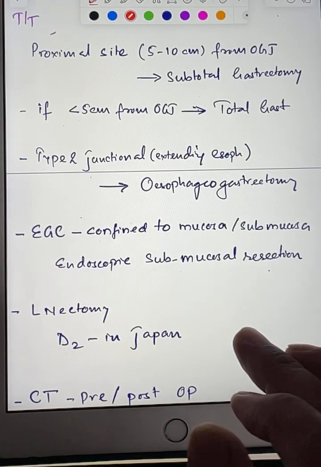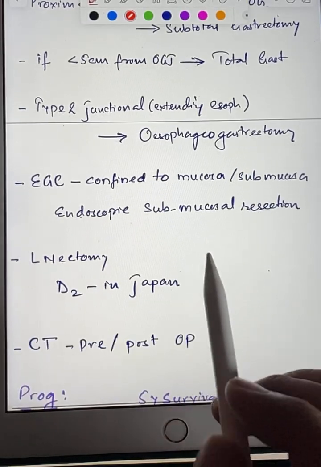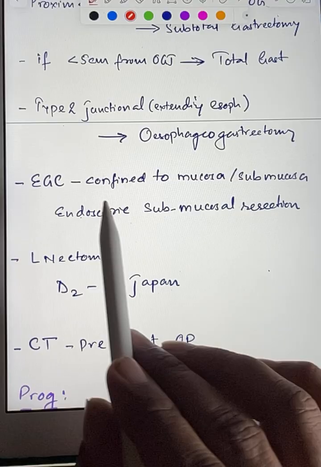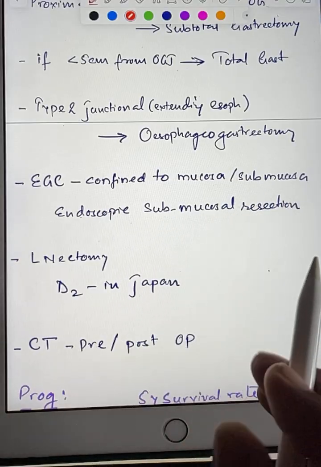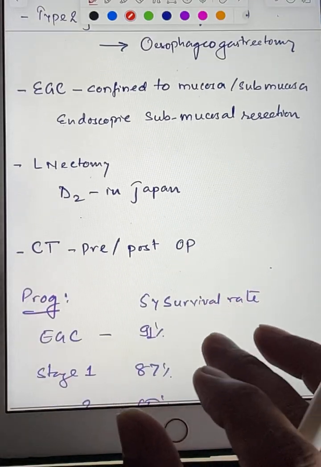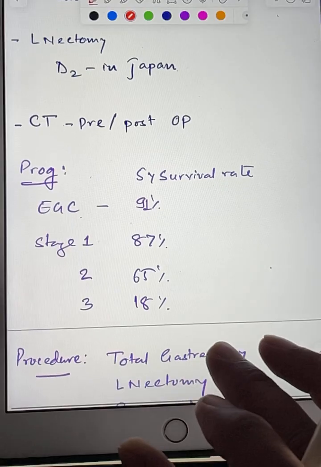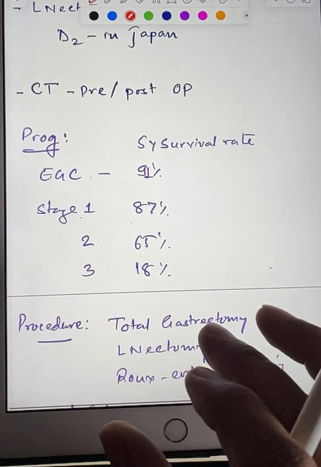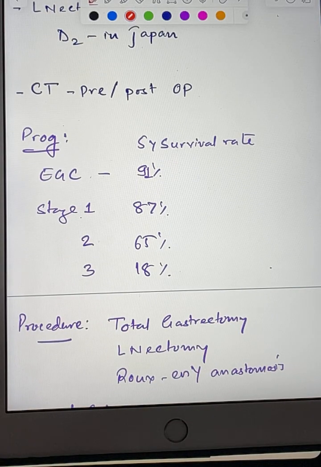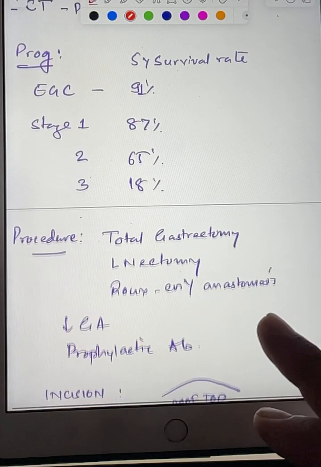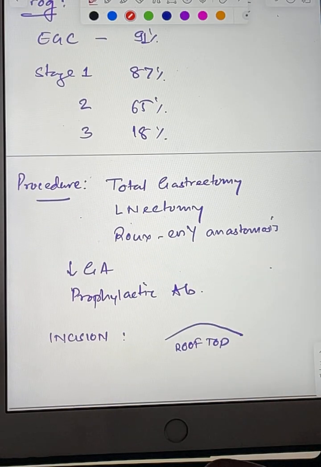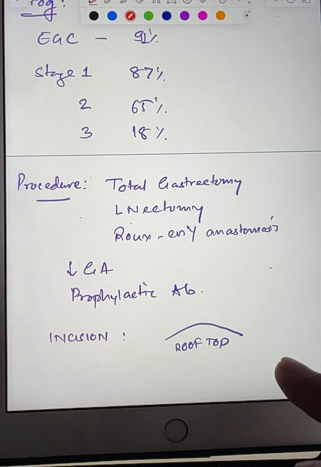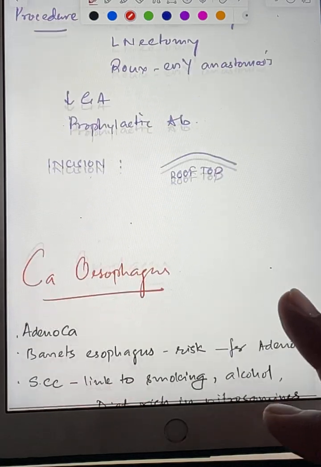EGC, early gastric cancer confined to the mucosa: endoscopic submucosal resection is done. D2 lymphadenectomy is done. Postoperative prognosis for early gastric cancer is 90% and above; for stage 1, 2, 3 it is 87, 65 and 18. Total gastrectomy with lymphadenectomy, Roux-en-Y anastomosis under GA, rooftop incision is done.